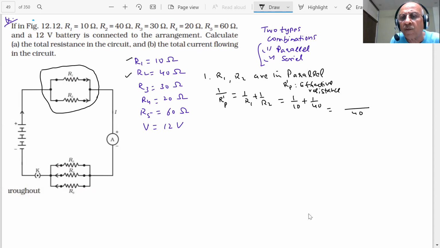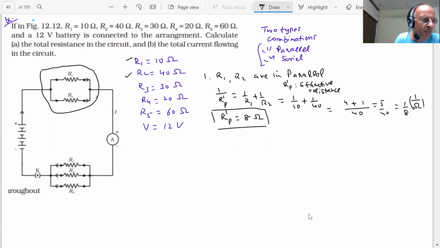What will be the answer, student? 4 plus 1, 5 by 40. 1 by 8, or what I can say, student? 1 by 8 of 1 by 1 ohm. So what will be the R dash R1 P value? 8 ohms.